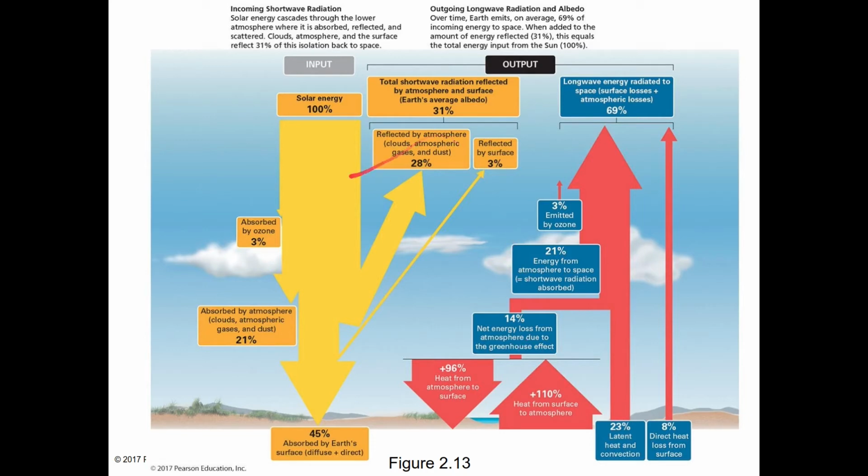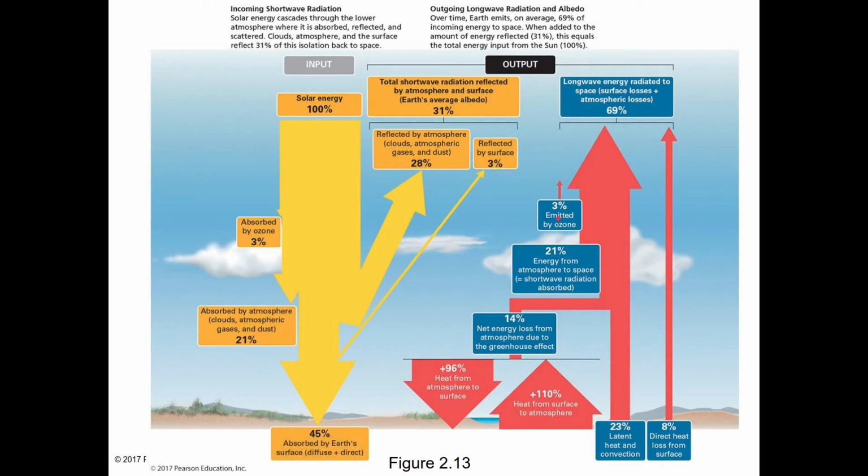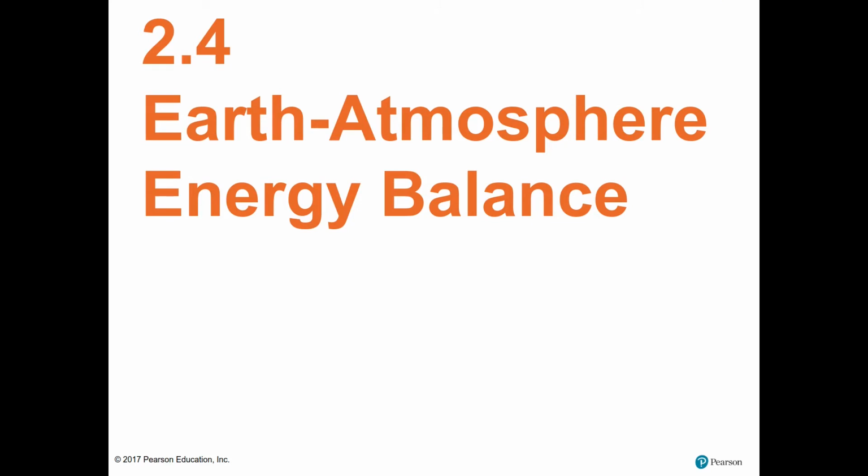So the numbers that you need to know, actually all of these, you need to know all these numbers for the test. 100 units in, albedo is 31%, ozone absorbs 3, the atmosphere absorbs 21, the surface absorbs 45. That all adds up to 100. Then we've got our 14 and 23 and 8. That's 66, plus 3 from the ozone is 69, plus the albedo of 31 is 100 units back out. Whew! That's it for the Earth-atmosphere energy balance.